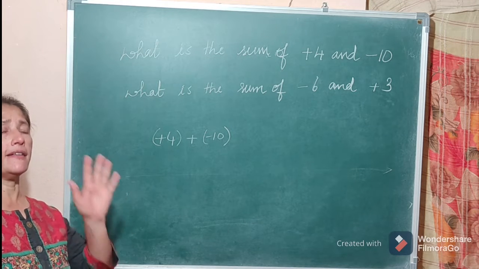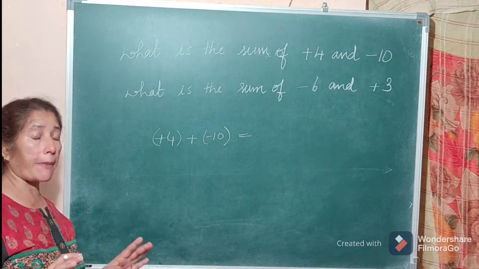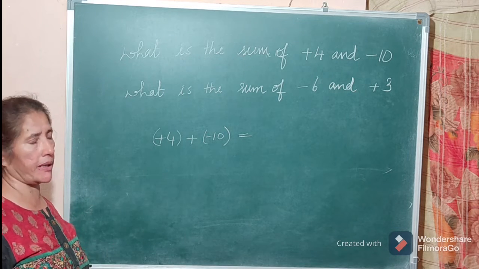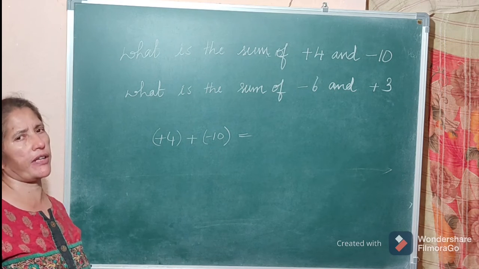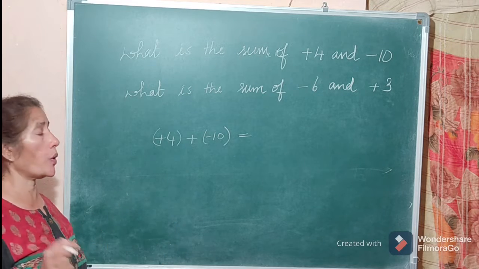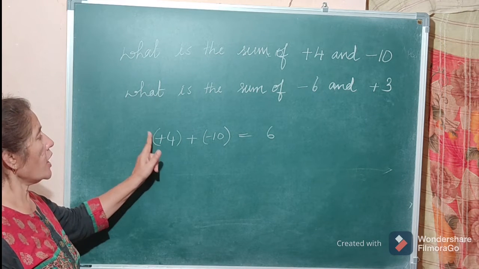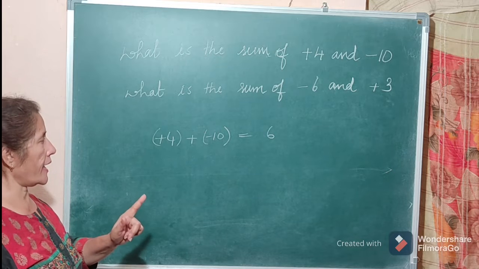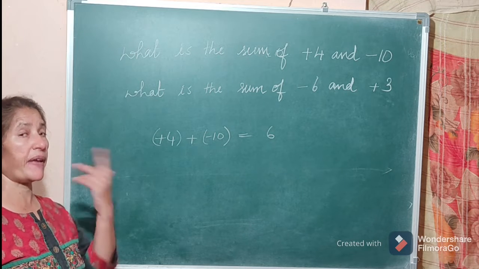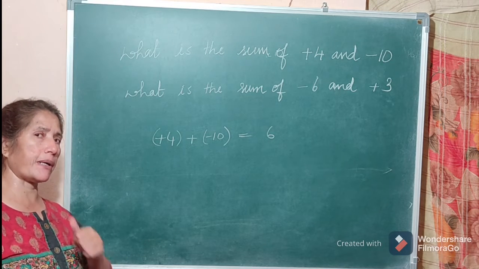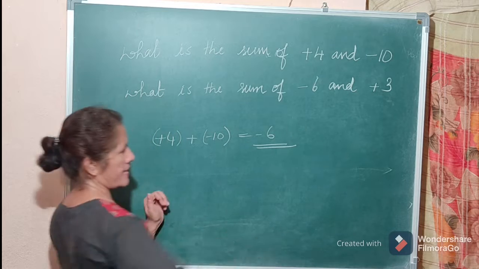When you are adding two numbers of different signs, you have to subtract the smaller number from the bigger number. 10 minus 4 you do, or you have to find the difference between the two. 10 and 4, 10 minus 4, 6. Your work is not over. Then you see which sign the biggest number has. 4 and 10, what is the biggest number? 10. So what is the sign? Minus. So plus 4 plus minus 10 is minus 6.